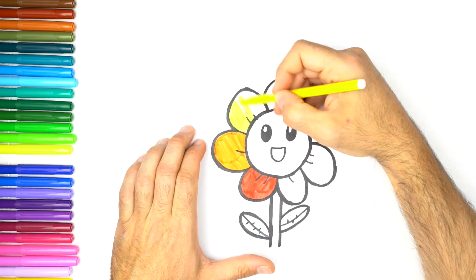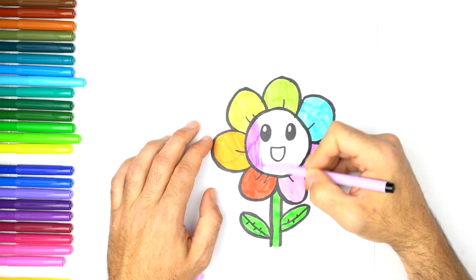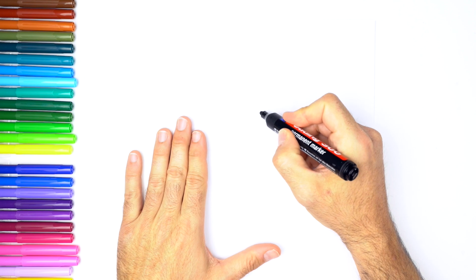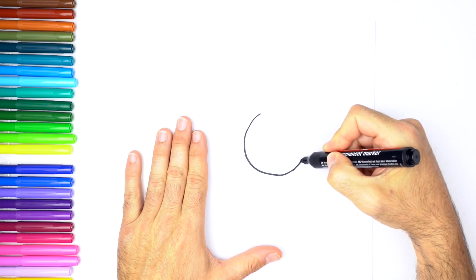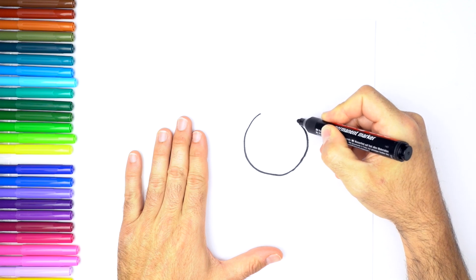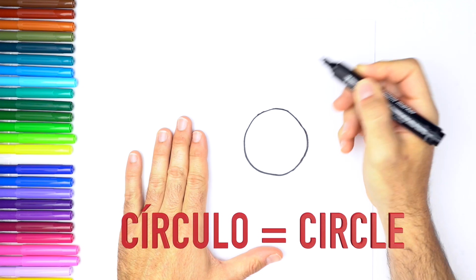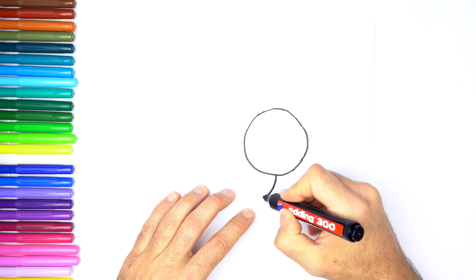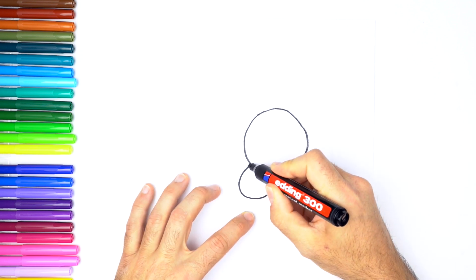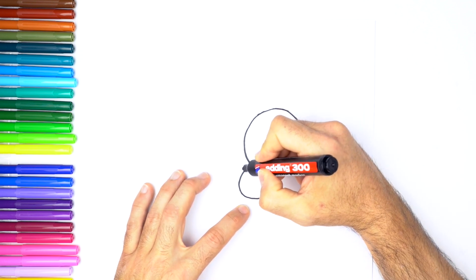Today we are going to draw a beautiful flower while we learn Spanish. So, we make a circle. Circle in Spanish is CÍRCULO. Now let's draw the petals.